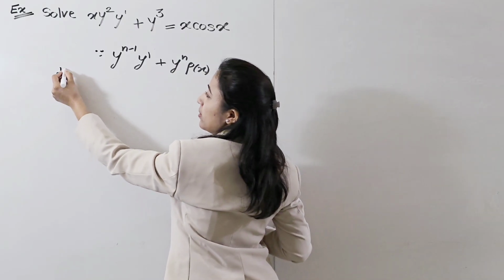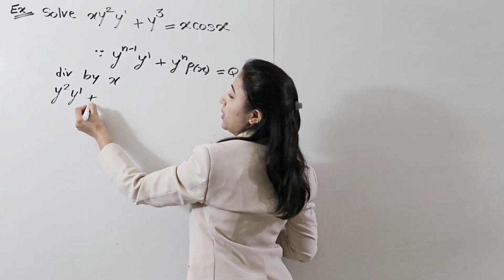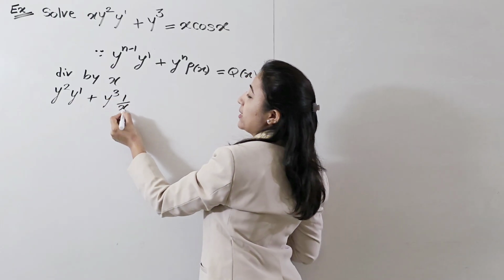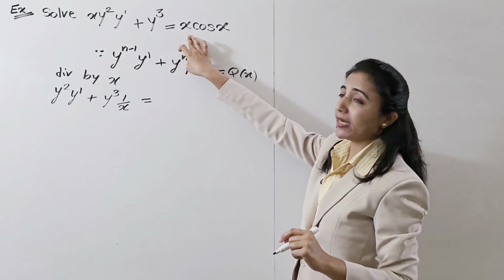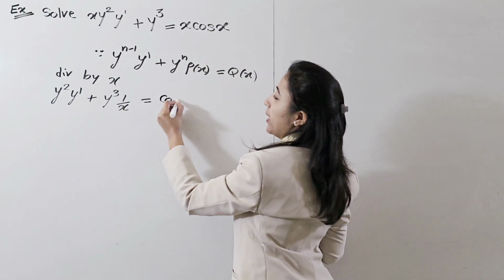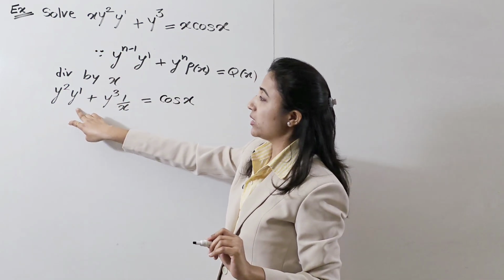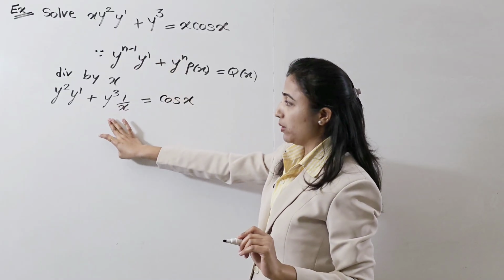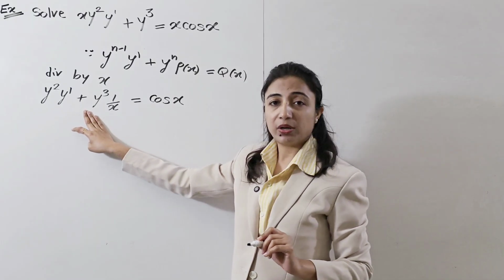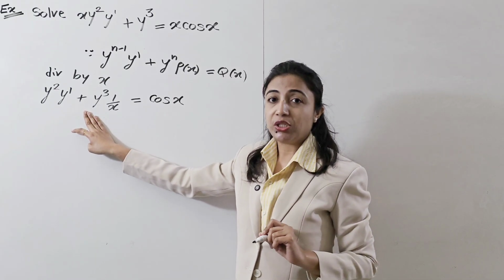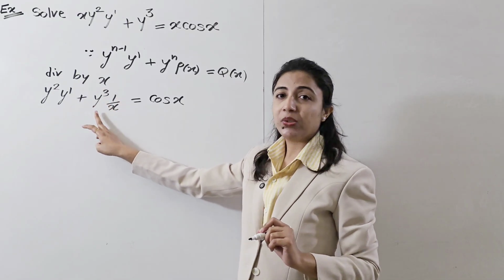So if we divide by x, you will get y square y dash plus y cube 1 upon x equals, since we are dividing by x throughout, x divided by x cancels, so the right side remaining is cos x. Each term is divided by x, so in the first term x divided by x cancels out, the remaining is y square y dash. Second, y cube divided by x, and right side is cos x. In the next step you have to convert this Bernoulli equation into a linear differential equation, because we know how to solve linear differential equations. That's why you have to convert it into the linear form.